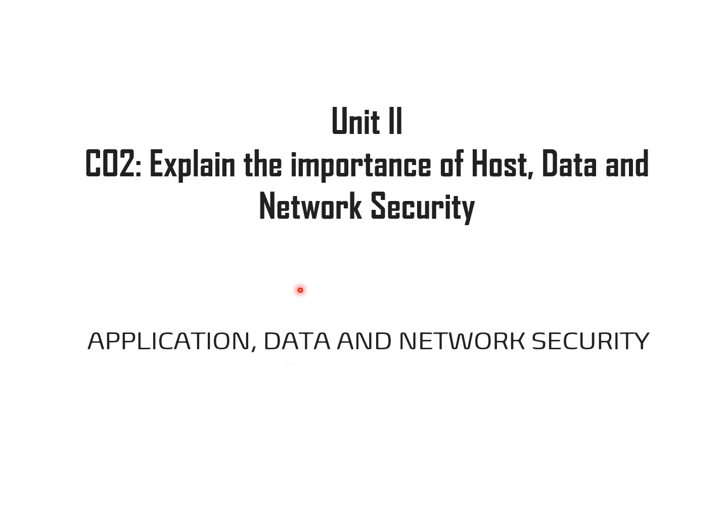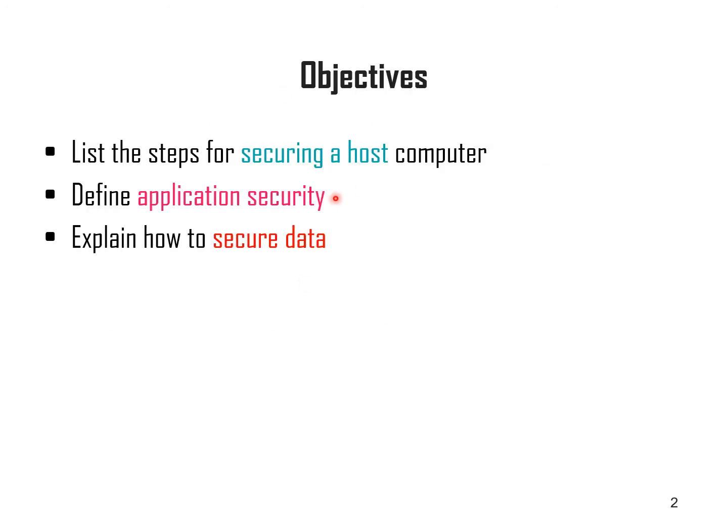So we have started Unit 2, right? The course outcome of this Unit 2 is to explain the importance of host, data and network security. In this, we have already studied how to secure the data. These are the objectives of this unit: list the steps of securing the host, define the application security, and explain how to secure the data.